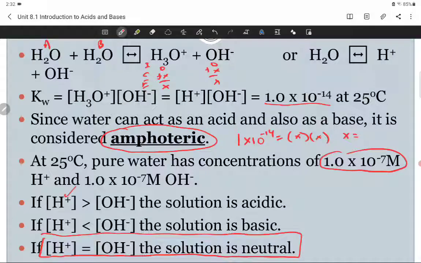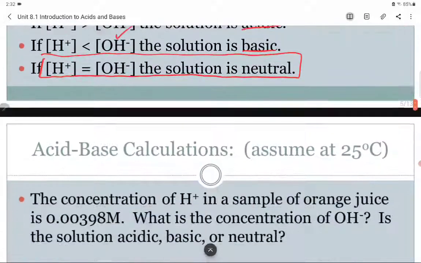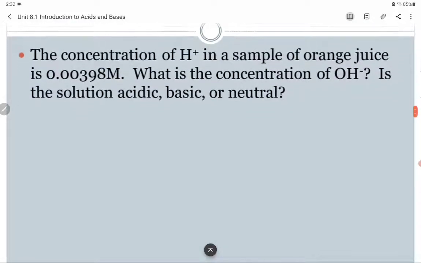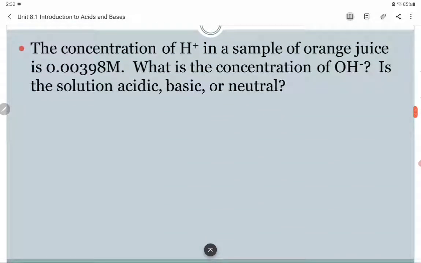If the H positive is greater, it's acidic. If OH minus is greater, it's basic. We've always attached it to pHs below and above 7. No, it's whichever concentration is greater. Okay, so the rest of these I think are going to be mathematical.